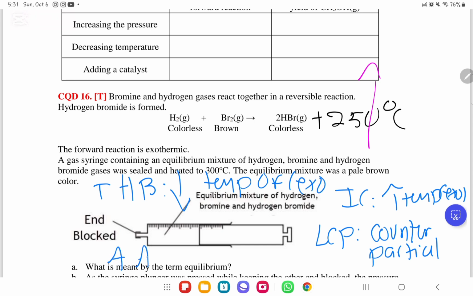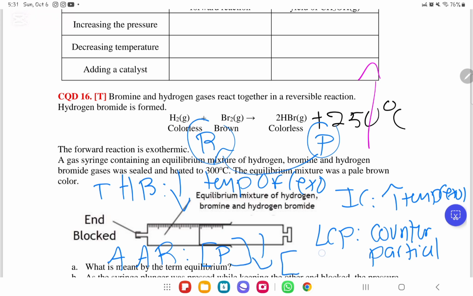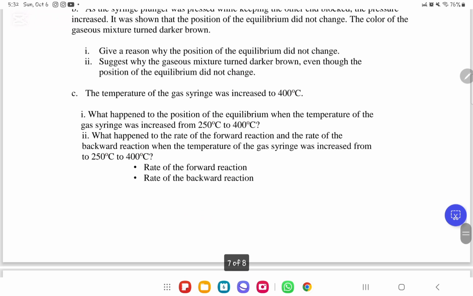And so as a result, our products will be giving to our reactants, because they need to get rid of the heat. They're going to give to the reactants. So then the concentration of products decreases and the concentration of reactants increases. And because it's products giving to reactants, it's a backward or a left shift. So they're telling us what happened to the position of equilibrium. It moves backward or shifts to the left.